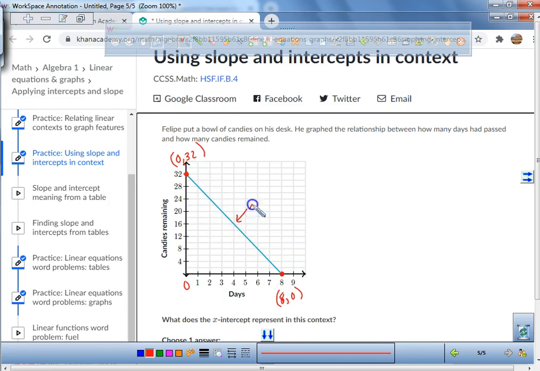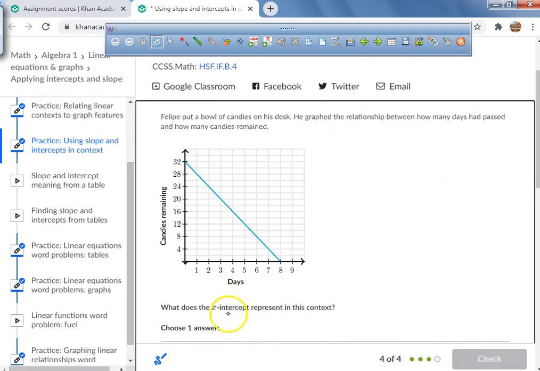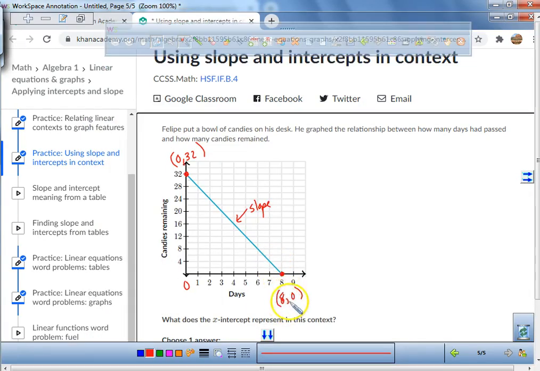But what does this line represent? That represents the slope or the rate of change. So what does the X-intercept represent in the context? That's how many days it took when he has how many candies left? Yeah, that's 8 days when he's got 0 candies. That's the X-intercept. What does the Y-intercept represent? How many candies he starts out with. What is the slope? That's the rate that he's losing candies per day.